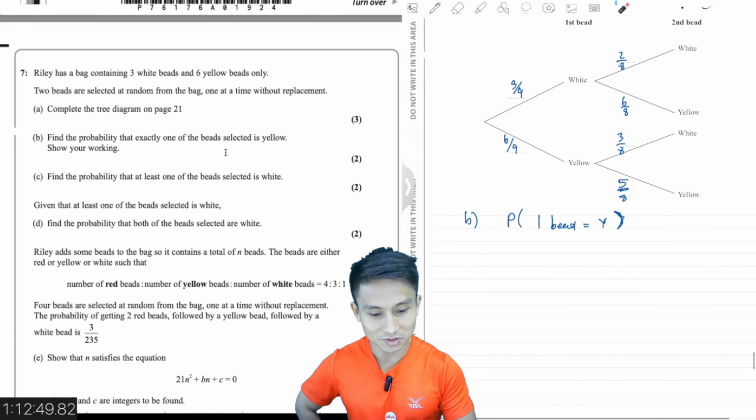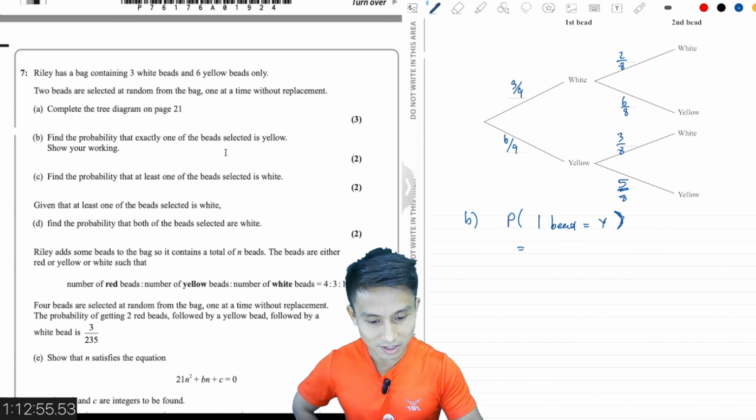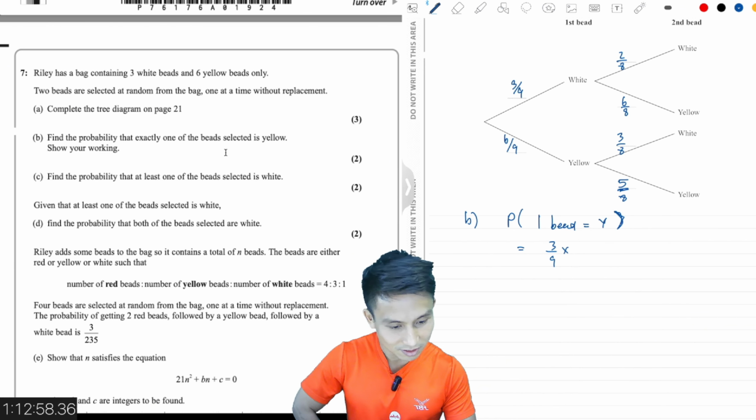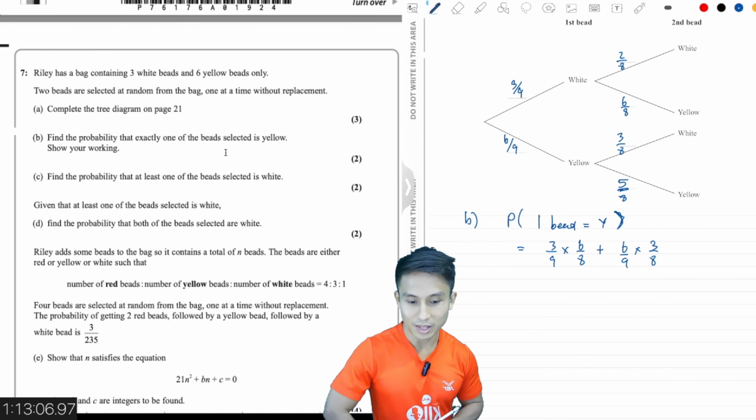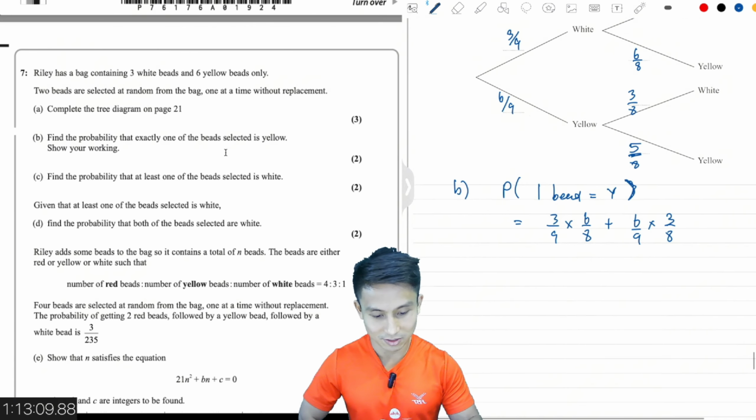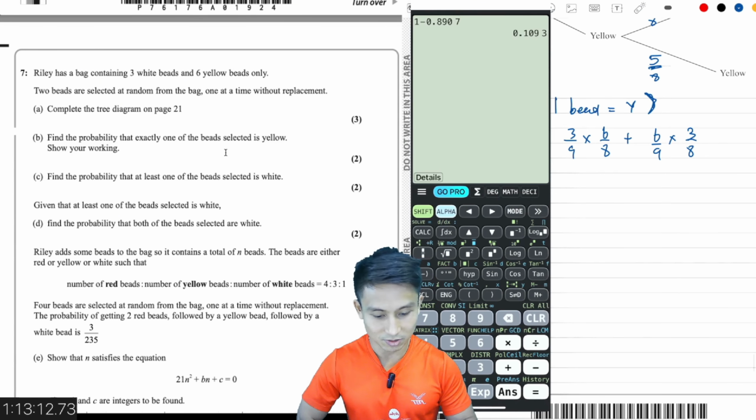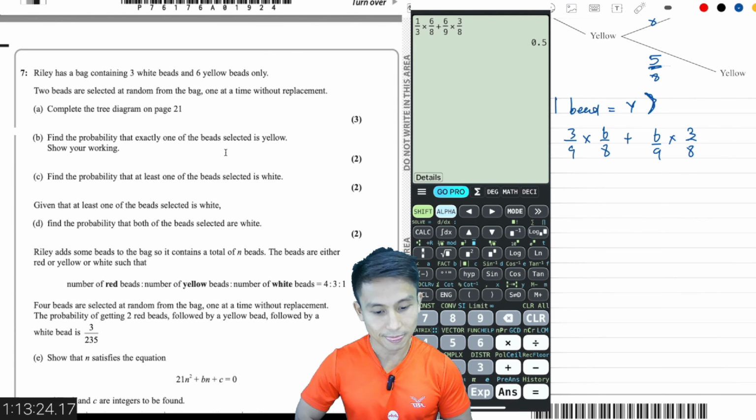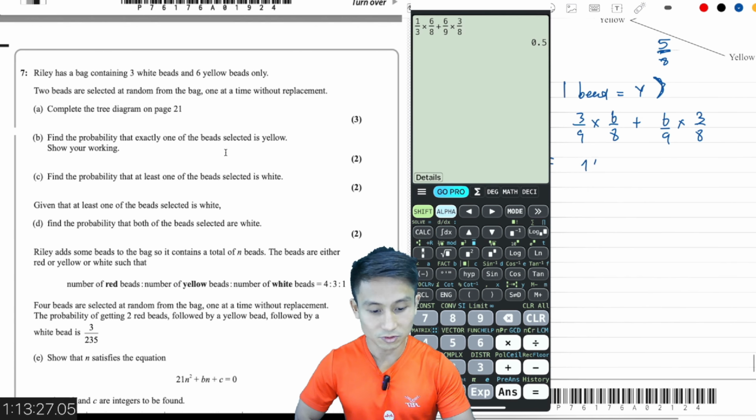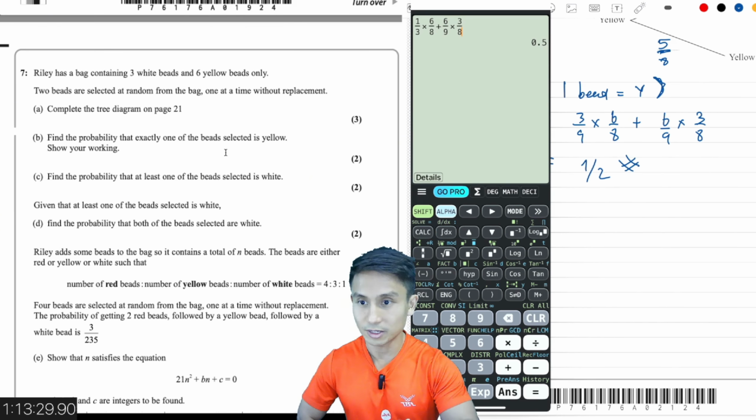So how do we get that? It's just white, yellow, and yellow, white, right? So that's going to be 3 over 9 times 6 over 8 plus 6 over 9 times 3 over 8. White, yellow, and yellow, white. Okay, so what is that? Just calculator. 1 over 3, which is 3 over 9, times 6 over 8 plus 6 over 9 times 3 over 8, right? Yep, so that's 1 over 2. Yeah, almost got that wrong.